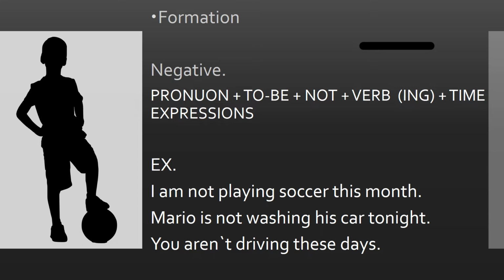Okay? Examples, I am not playing soccer this month. Mario is not washing his car tonight. You aren't driving these days. And as you can see in these examples, I wrote the complete am not and is not. And on the third one, I contracted aren't. Okay? You are free to use the contraction, or you are free to use the complete form. It is totally up to you. You choose, you pick.